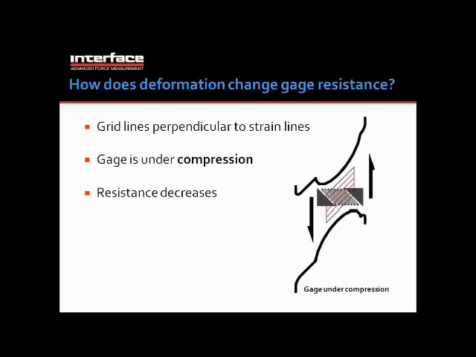Now let's take a look at the other side of that flexure, of that illustration. If we pay close attention to the superimposed image of the gauge across that beam, we see that the grid lines are not aligned with the strain lines. The grid lines are perpendicular to those strain lines, and therefore the gauge is under compression. And what we have is a resistance across the gauge that is now decreasing.